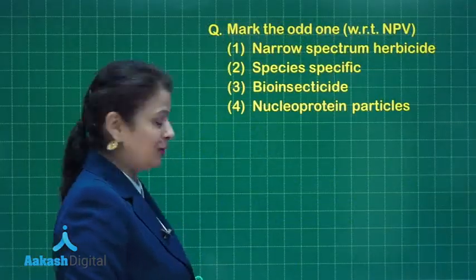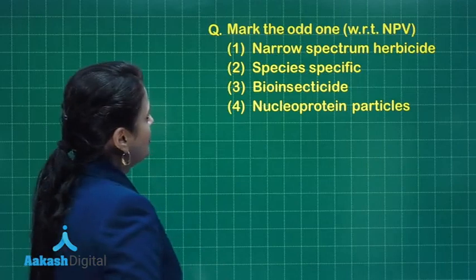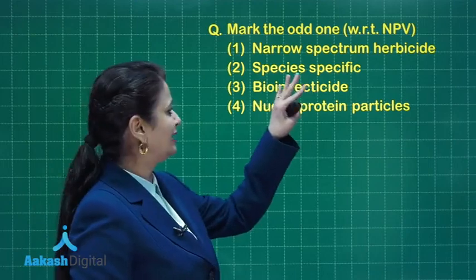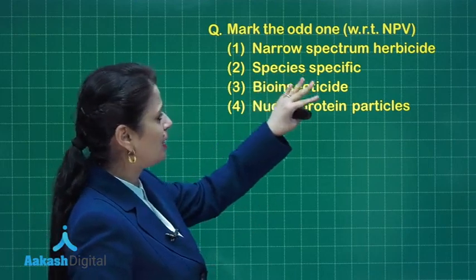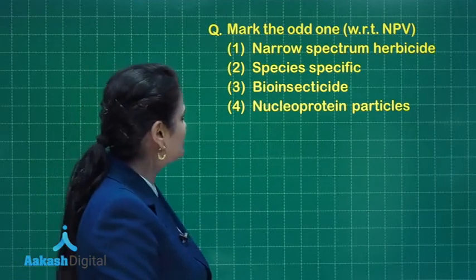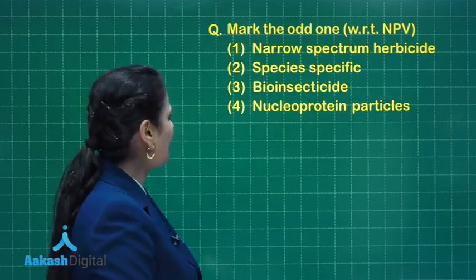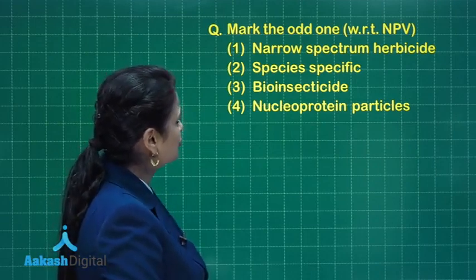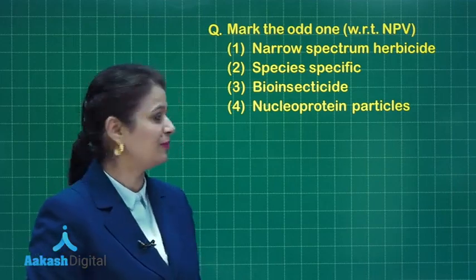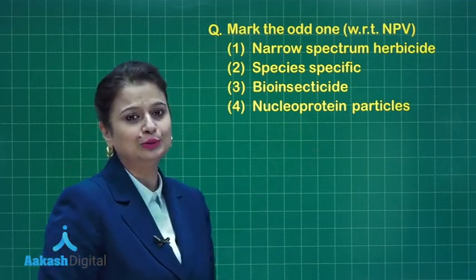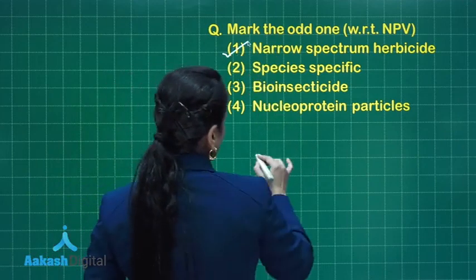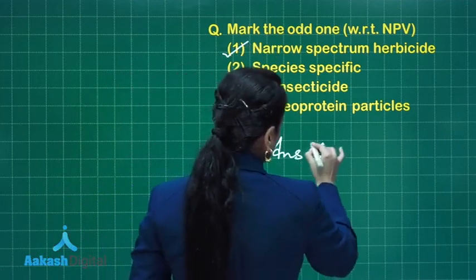So, after this, now we are going to take up one question here. Mark the odd one with respect to NPV. NPV, that is nucleopolyhedrosis viruses, narrow spectrum herbicide. They are going to affect larval stages of insects, so they are narrow spectrum insecticide. Species specific, that's right. Bioinsecticide, that's also right. Nucleoprotein particles, yes, viruses are made up of nucleic acid and protein. So, surely you can call viruses nucleoprotein particles. So, the one which is not related here is option number 1. So, the answer is 1 to this question.